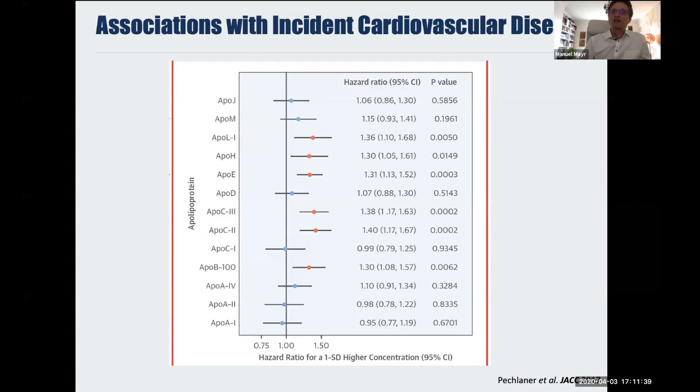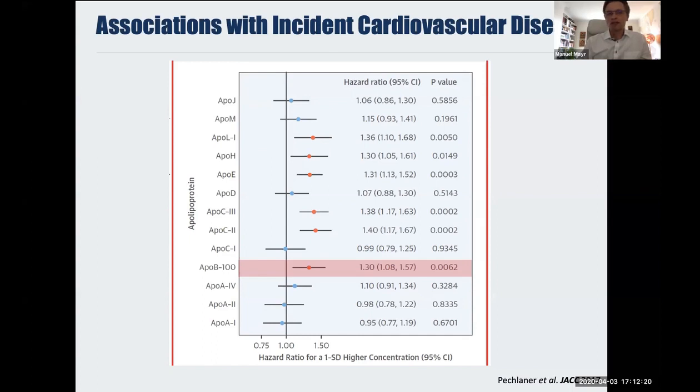Now, here are the results for the associations of apolipoproteins with incident cardiovascular disease. On the y-axis, you see the different apolipoproteins that were measured at this particular time. And on the x-axis, you get the hazard ratio for a 1 standard deviation higher concentration of each of these apolipoproteins. And what you can see immediately is, of course, what would be expected. ApoB 100 is predictive of incident cardiovascular events such as heart attacks and stroke. You get a hazard ratio of 1.3, so there's a 30% higher risk associated with a 1 standard deviation higher concentration of ApoB 100.